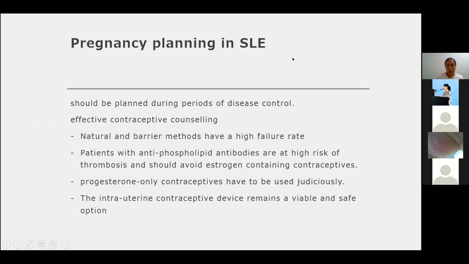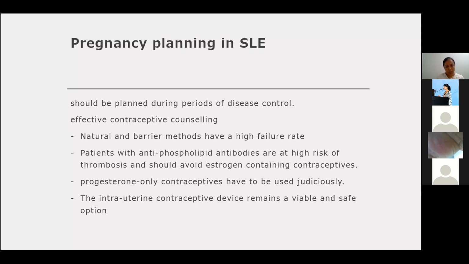So all in all, pregnancy is a very challenging event. It's a challenge for management, for the clinicians, and it's a challenge for the patients as well. Therefore, pregnancy should be planned in all SLE patients. It should be planned during periods of disease control, and all the patients should be counseled about contraceptive methods.